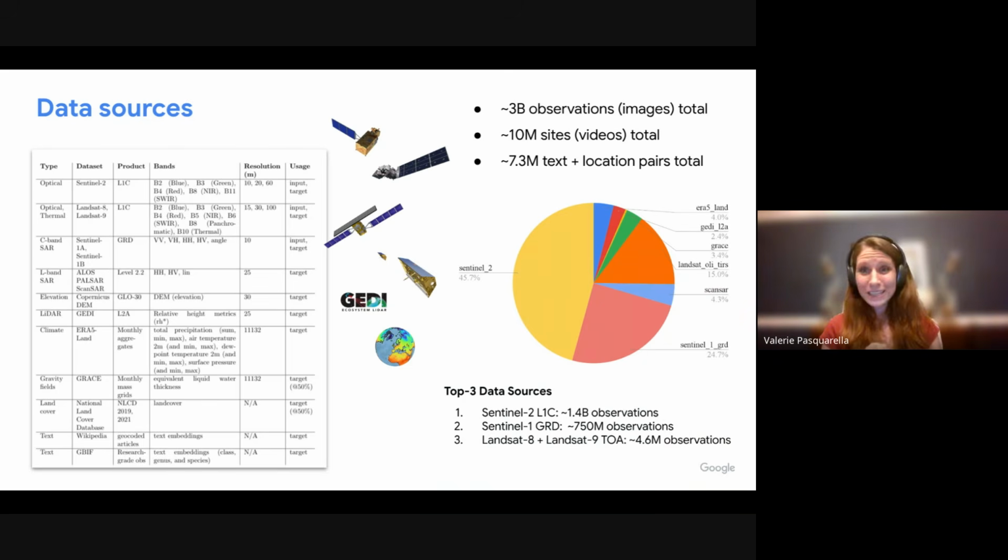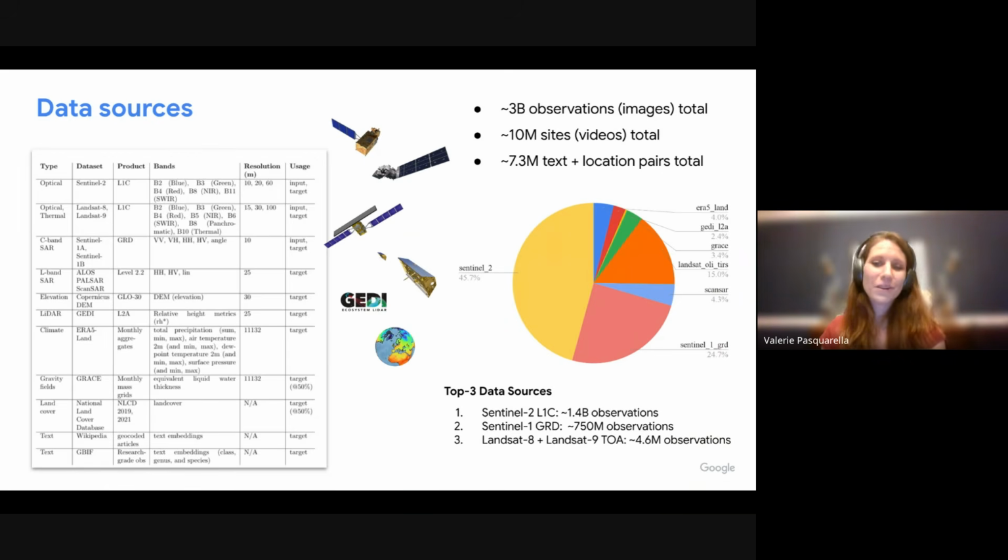Our pre-training data set for this model, as far as we know, is one of the largest ever created. It is over 3 billion individual image acquisitions, spread across 5 million different sites with 2 time periods. So essentially 10 million individual video clips, with every image within a 1-year period for those training series. And of those, about 7.3 million have text and location information associated.